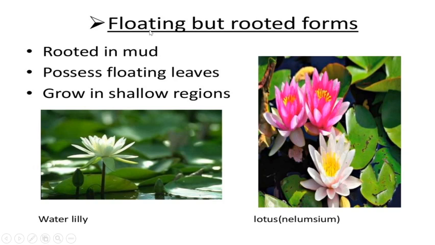Now another group of the hydrophytes: floating but rooted forms. That means their root system touches the substratum or mud or soil. Rooted in mud, possesses floating leaves, grows in shallow regions. Example, lotus, Nelumbo or water lily.